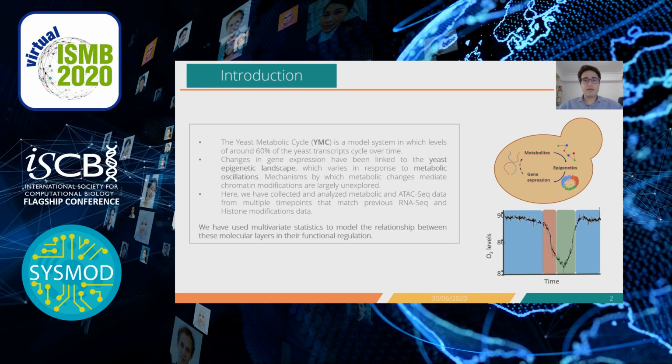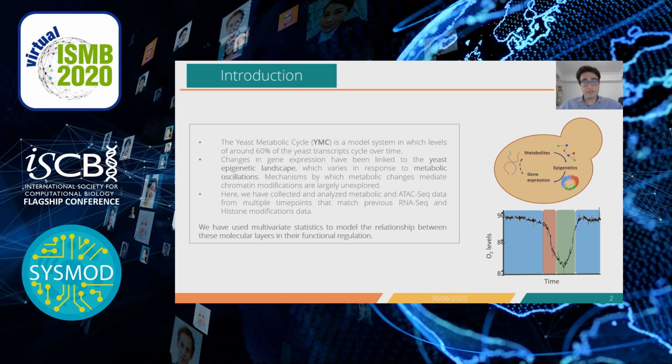So the yeast metabolic cycle is a model system in which around 60% of the yeast transcripts cycle. These transcript oscillations have been characterized in three well-defined phases that have functional implications for the progression of the cycle. The regulatory mechanisms by which yeast cells manage to control cycling of transcripts are now under research, and one of the main contributors of these changes is the epigenetic landscape of the cell.